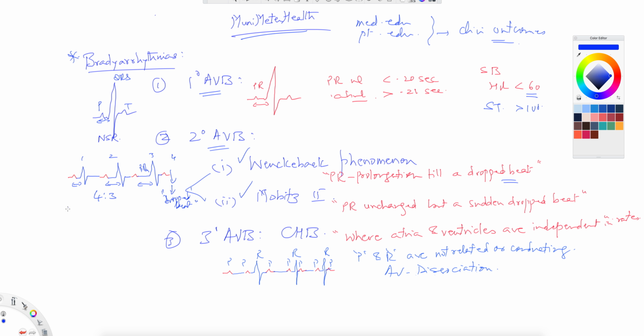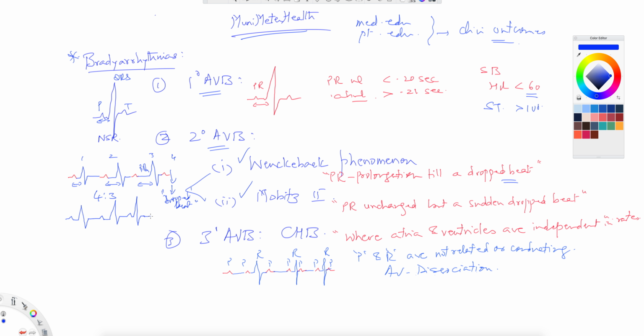Now let's quickly draw that. So you have a P wave. We're doing it in the same color, by the way. The PR is like this, and you have a QRS like this. And then you have a P wave, and then a QRS like this. And then you have a P wave, and then a QRS like this.